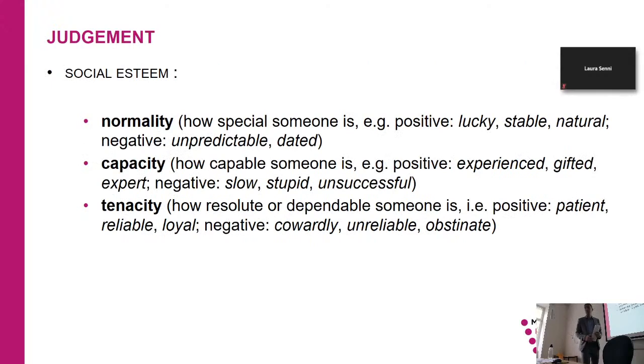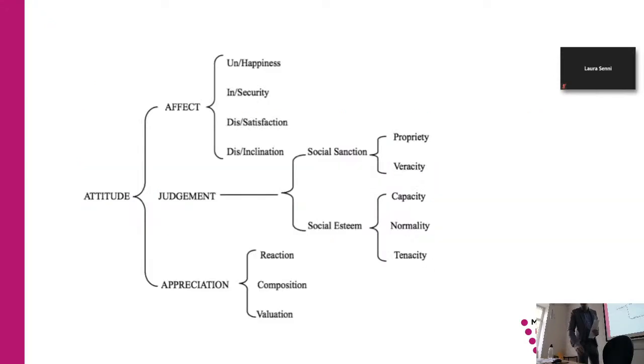And then we have social esteem. There are 3 subcategories: normality, capacity, and tenacity. You can look at the examples: lucky, stable, as far as normality is concerned; experienced, gifted, this is capacity; and, for example, patient, reliable, loyal, when speaking about tenacity.